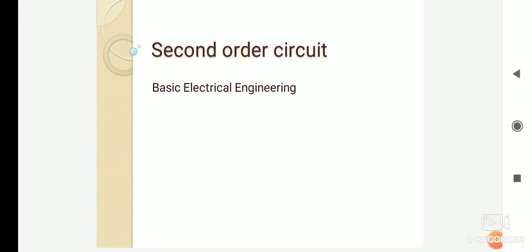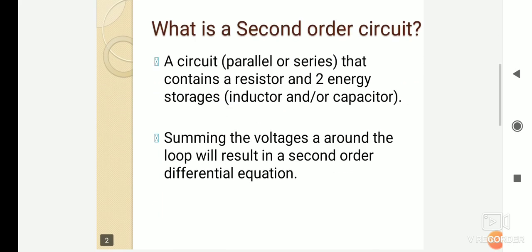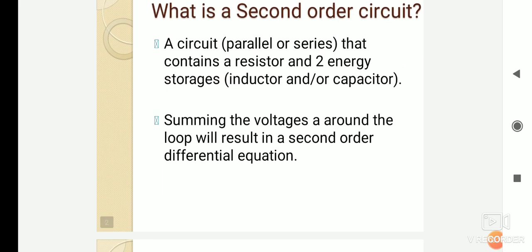Hi everyone, in this video I'm going to teach you about a second order circuit. A second order circuit is a circuit that contains a resistor and two energy storages, which can either be an inductor or a capacitor. They can come together or they can come as their own. For example, there can be two inductors, or there can be two capacitors, or there can be one inductor and one capacitor.